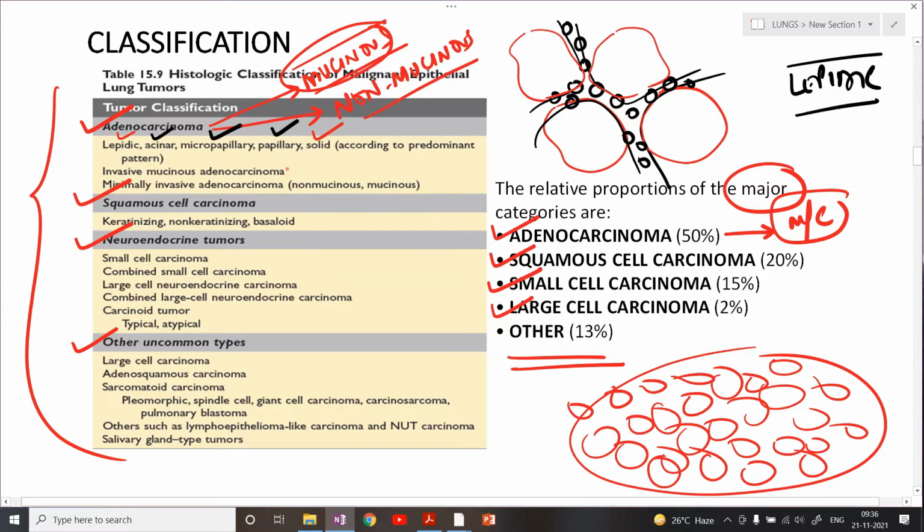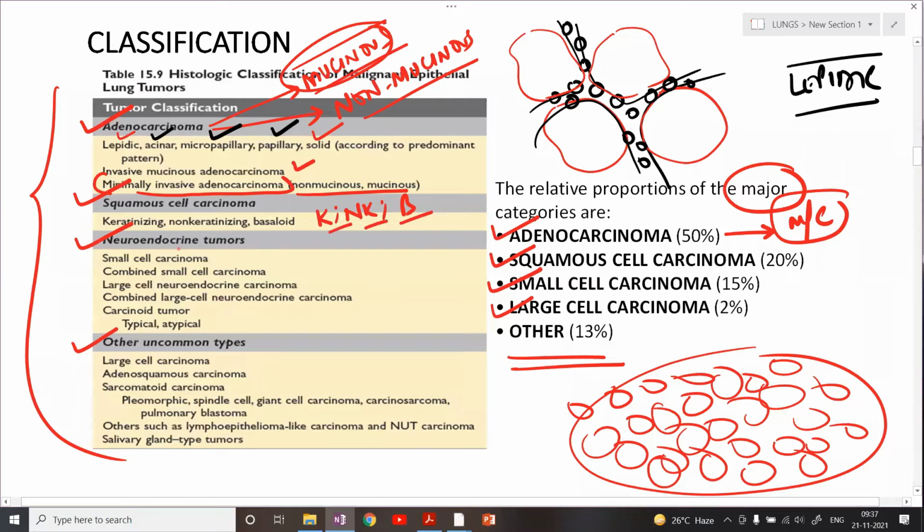Okay, so we can have an invasive mucinous adenocarcinoma, and we have one entity called minimally invasive adenocarcinoma. I'm going to clear out all the definitions when I discuss the morphology part. Minimally invasive adenocarcinoma again can be mucinous or non-mucinous. In case of squamous cell carcinoma, it can be keratinizing if it is producing keratin, or non-keratinizing, or it can be basaloid.